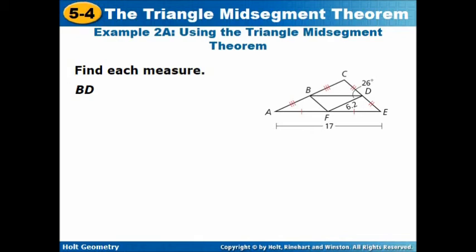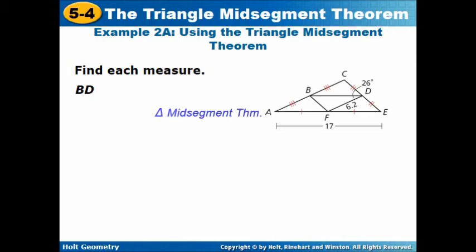So change the letters of the triangle that's on your page that's upside down to the ones shown here in the slide. So the basic triangle, the large triangle, is ACE, and the inner smaller triangle, which is formed from the midsegments, is BDF. And fill in the values involved. So FD is 6.2 units, and angle BDF is 26 degrees. Now the first thing we're going to do is find the measure of BD.